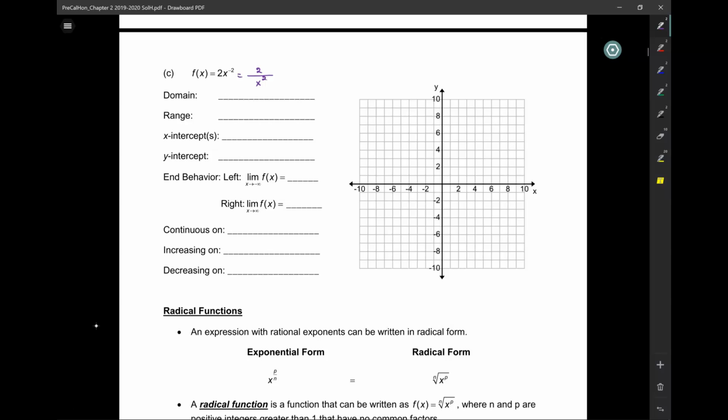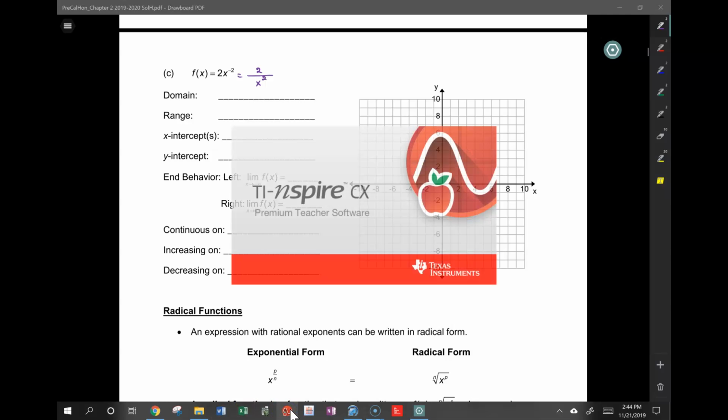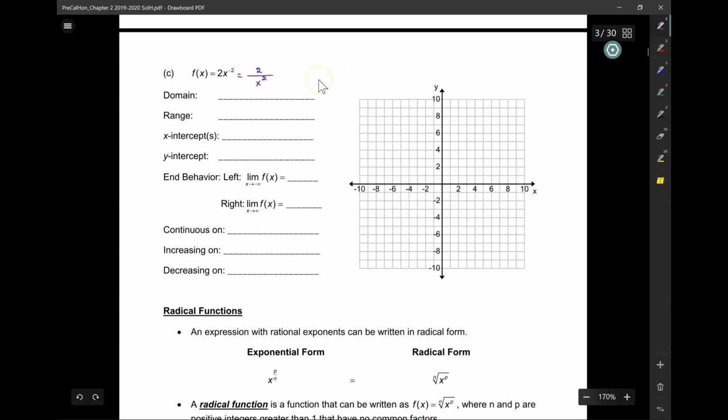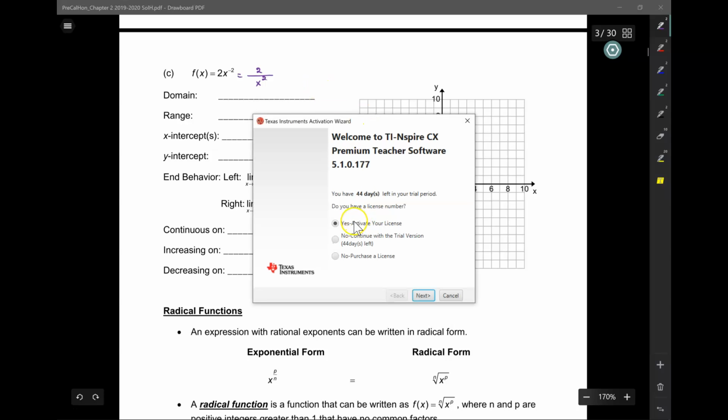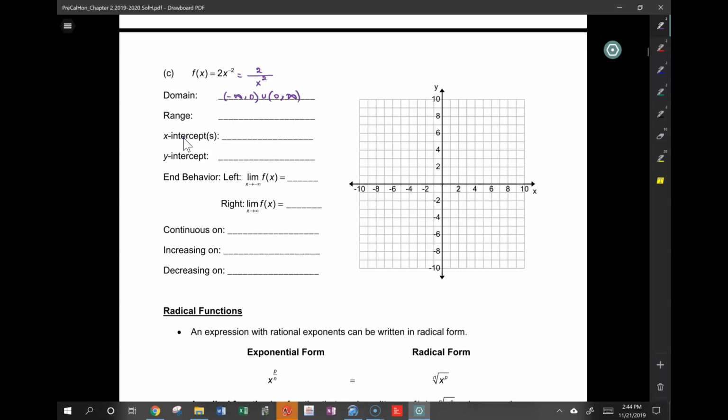So let's think about domain. What ideas do you have about domain? Okay, I have all real numbers here. Yeah. X can't equal 0, right? So it's going to be negative infinity to 0, 0 to infinity. Okay? Okay, so that's the domain. So I can put any other value in for x except for 0.